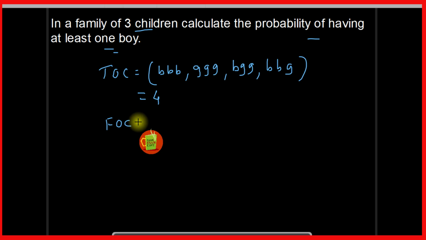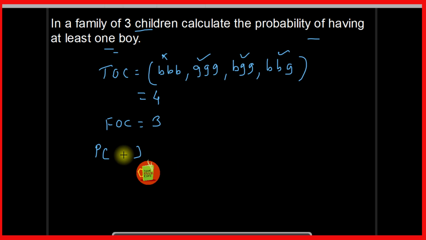Now we have to find the favorable outcome. The favorable outcome will be what? It should be at least one boy. Maybe more than one, but there should be at least one. Here there is no girl, so this group cannot be favorable. Correct? Here there is at least one girl, here is at least one girl, and here is at least one girl. So the favorable outcome will be 3. And therefore the probability of getting at least one girl in a family is equal to favorable outcome divided by total outcome, so it will be 3 by 4. So the required probability is equal to 3 by 4.